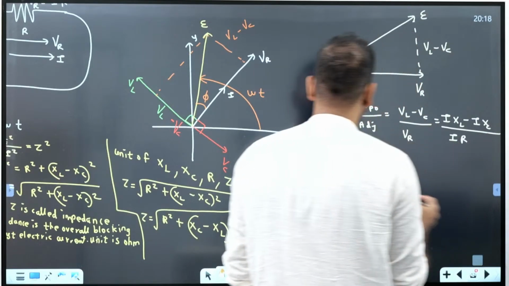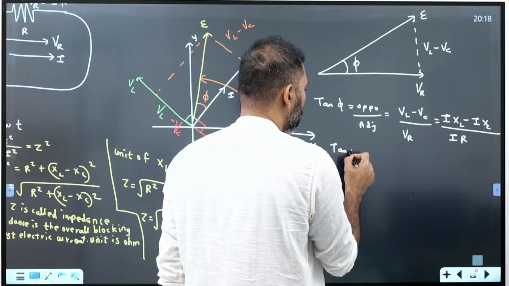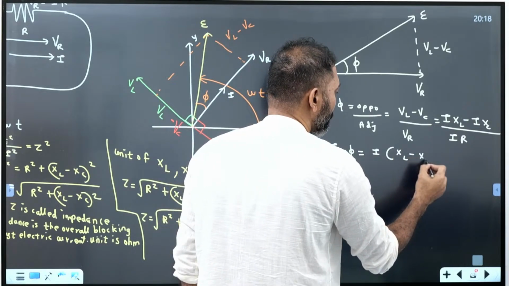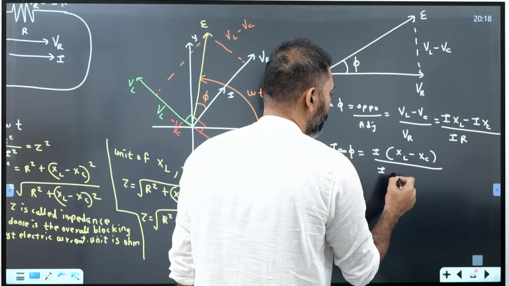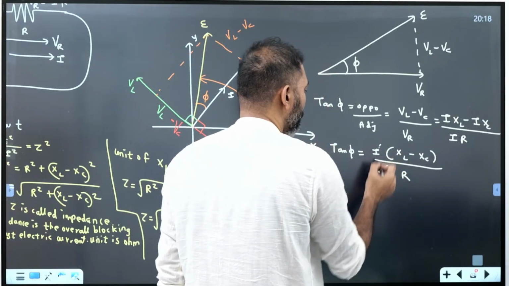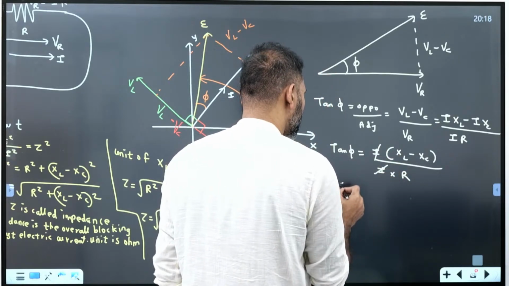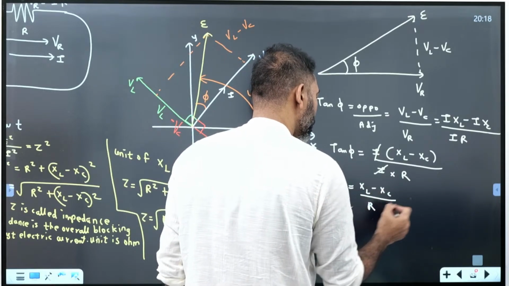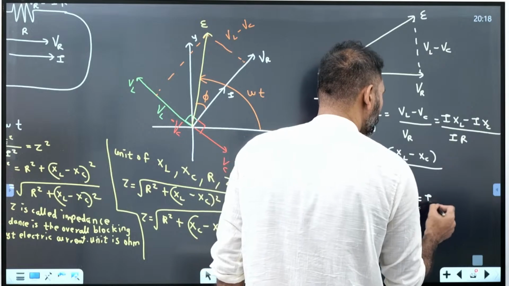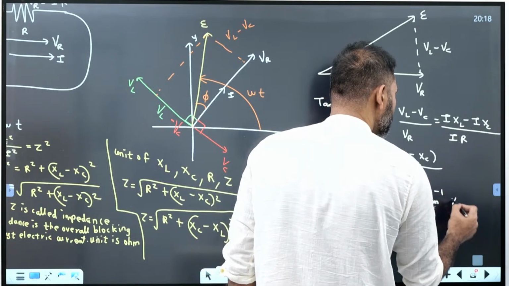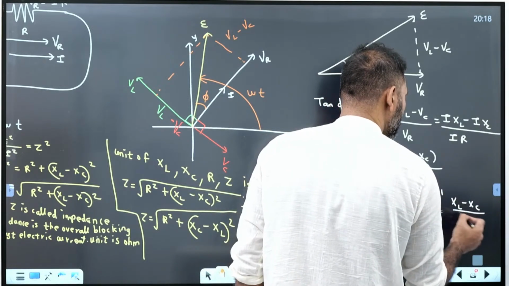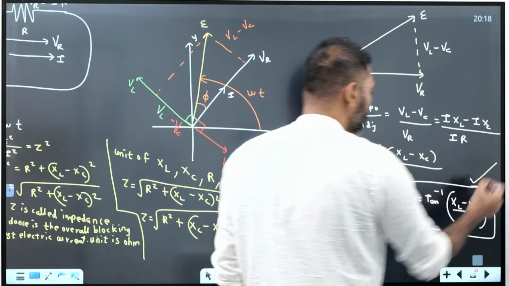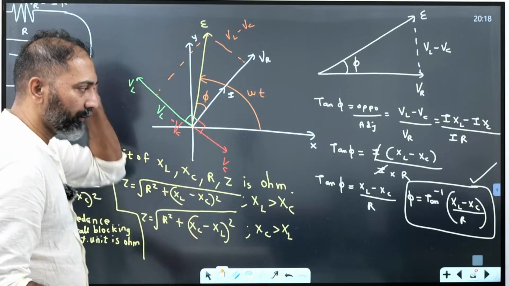VR? I into R. So tan phi is equal to, if you take I common, XL minus XC by I into R. So I gets cancelled. Tan phi is equal to XL minus XC by R. Phi is equal to tan inverse of XL minus XC by R. This is the equation for phi.